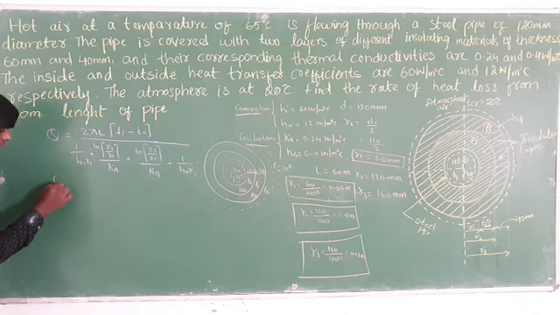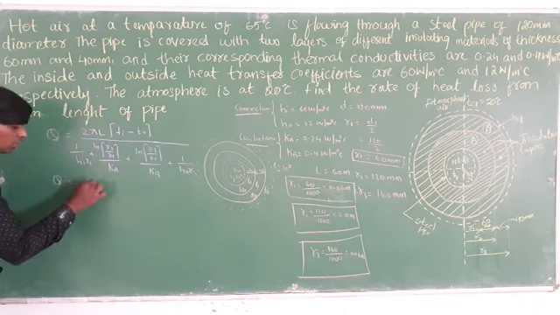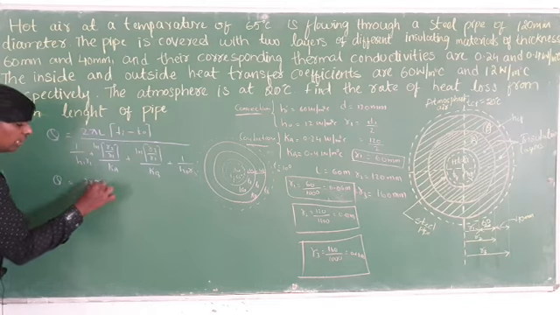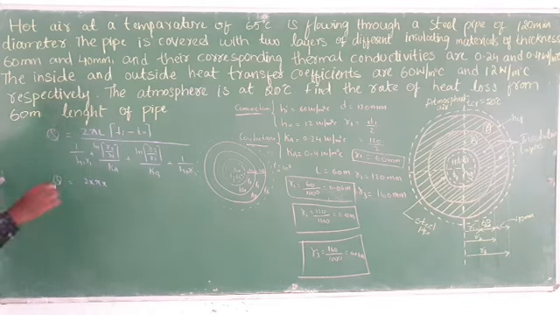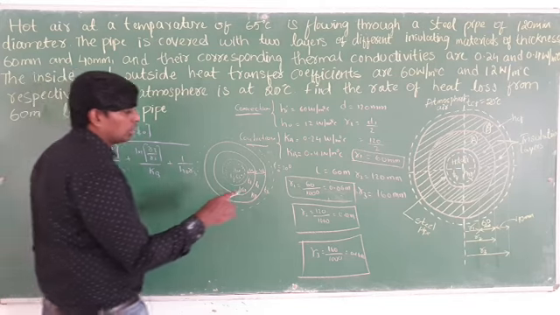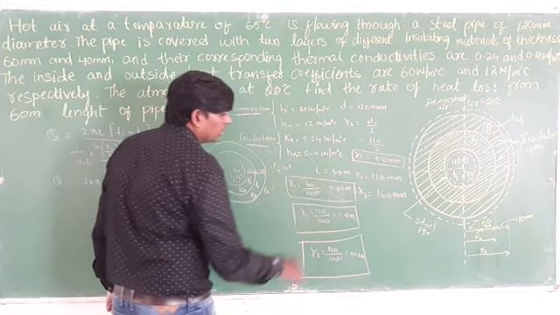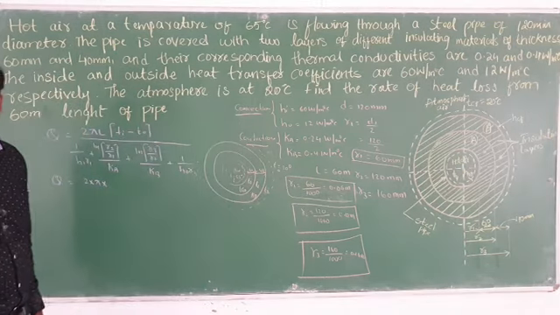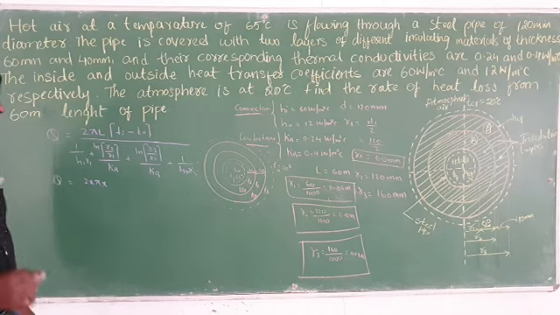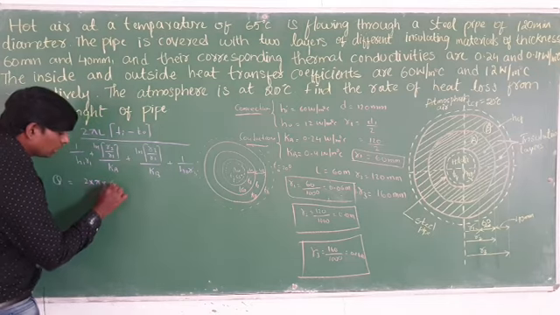After this, substitute the values. 2 write down as it is, pi write down as it is. The L value is given in your question, already in meters. How much is it given? 60 meters. So substitute the L value here.